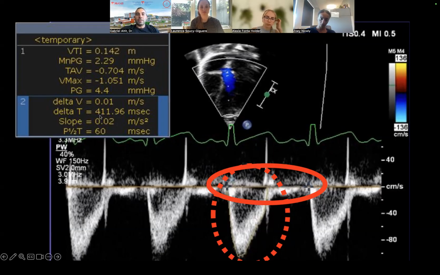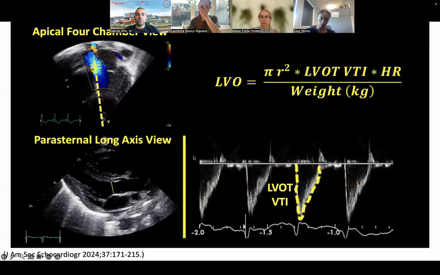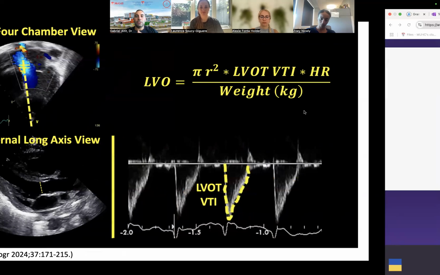So basically, this is how long your beat lasts. And so one beat is 412 milliseconds. So how many beats do I have in 1 second if this is the duration of my heartbeat? So those are the nice guidelines that were prepared by our community. They show you how to trace the LVOT VTI, how to measure the actual outflow tract, and how to plug all of this into the LVO calculation.